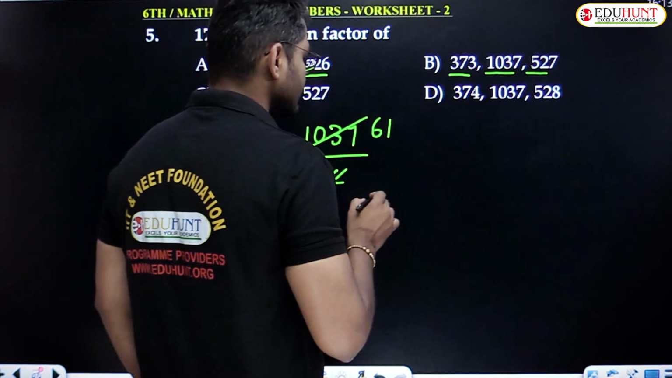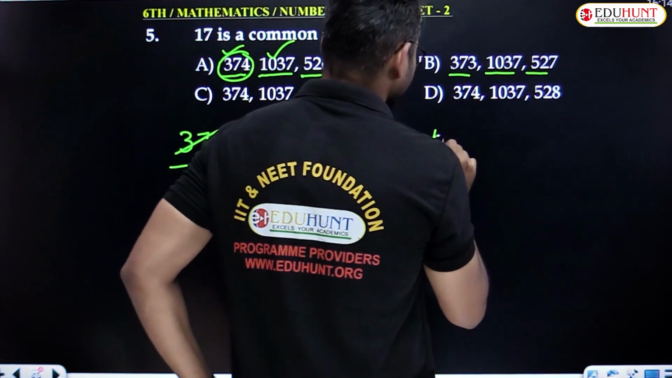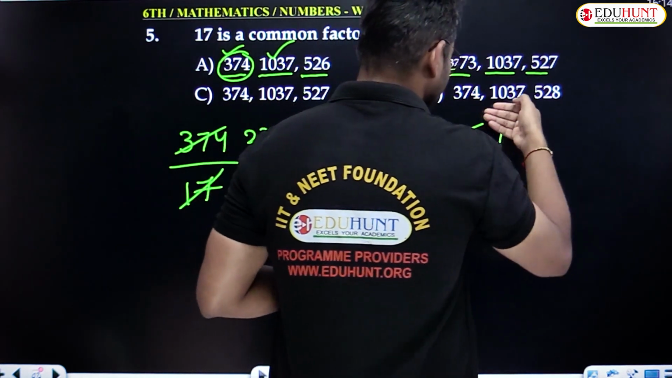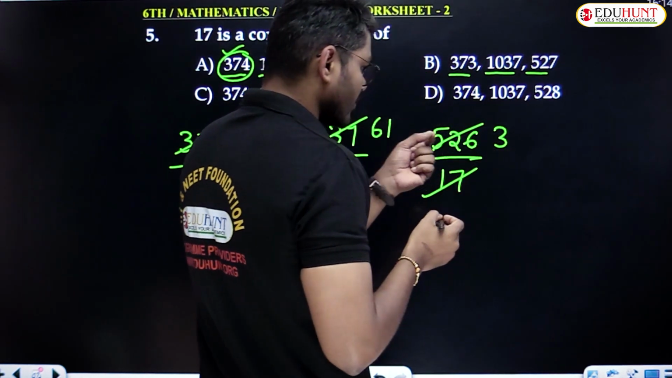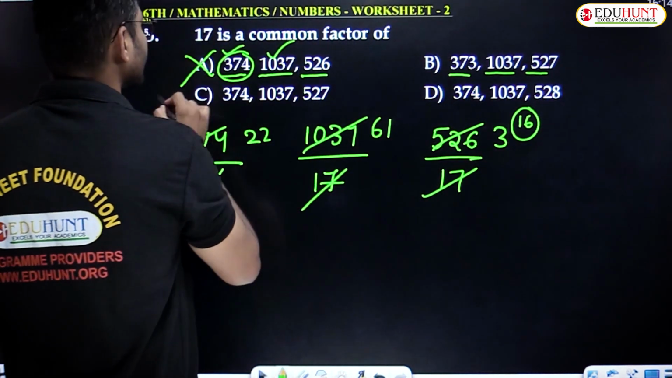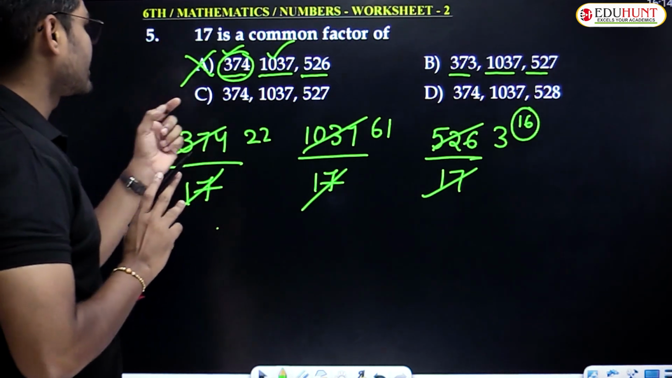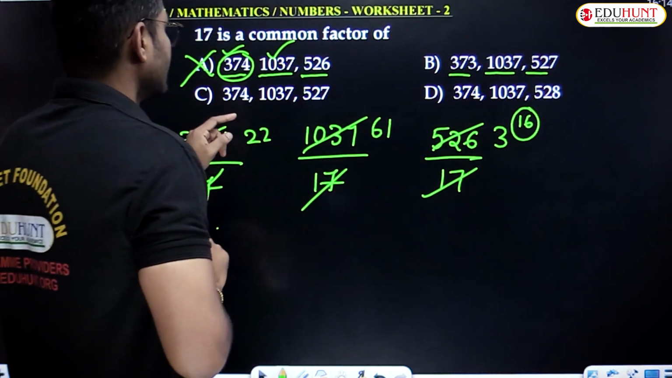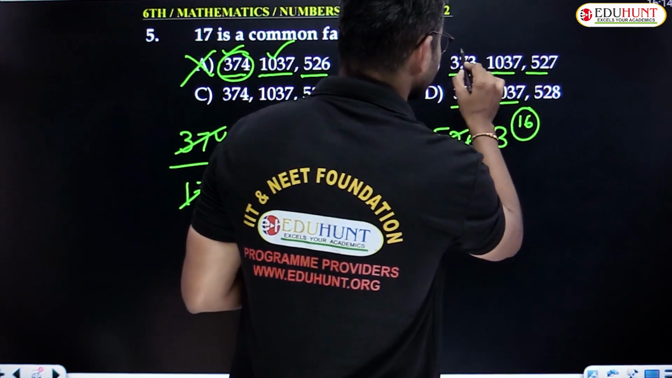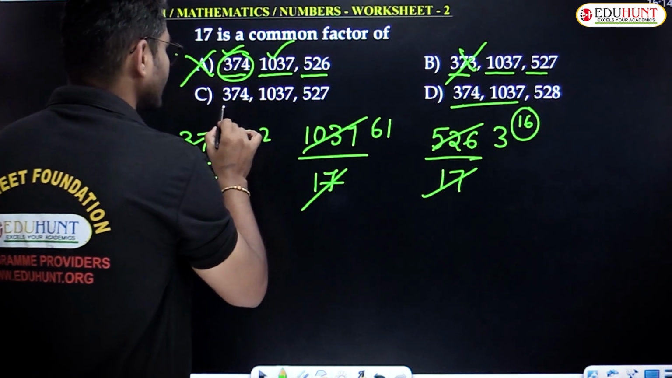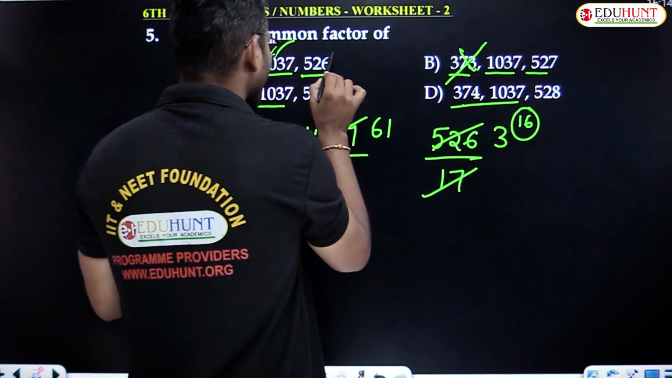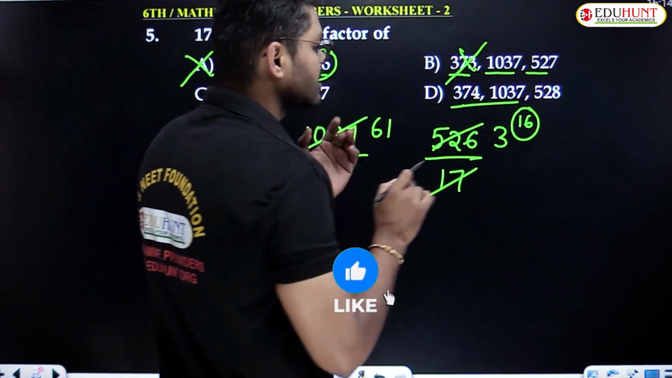Next 526. We have to check 526 by 17. 17 threes are 51. 51, 16. The remainder is 16. Therefore this is not the answer for this question. So check once where 374 and 1037 are there. 374, 1037 is there. Okay, fine. 37, this is not at all possible. And here also 374 and 1037. But here, if I divide 526 by 17, I got the remainder 16.